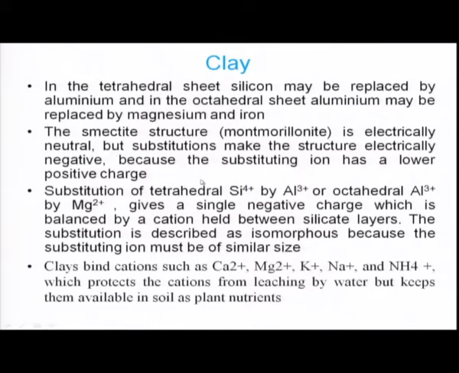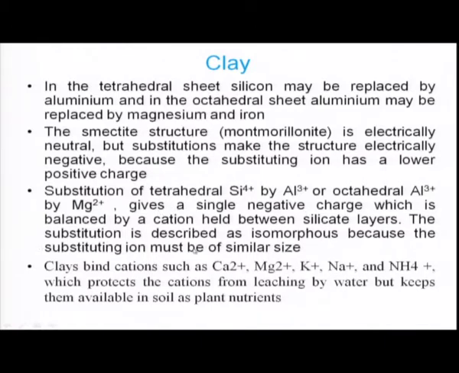Substitution of tetrahedral silica, that is 4, by a trivalent aluminum, or of octahedral aluminum ion by magnesium ion. You can see here silica replaced by aluminum 3, one lower oxidation state, and octahedral aluminum 3 by magnesium 2. If there is a replacement or substitution, that gives a single negative charge, which is balanced by a cation held between the silicate layers, like potassium or sodium.